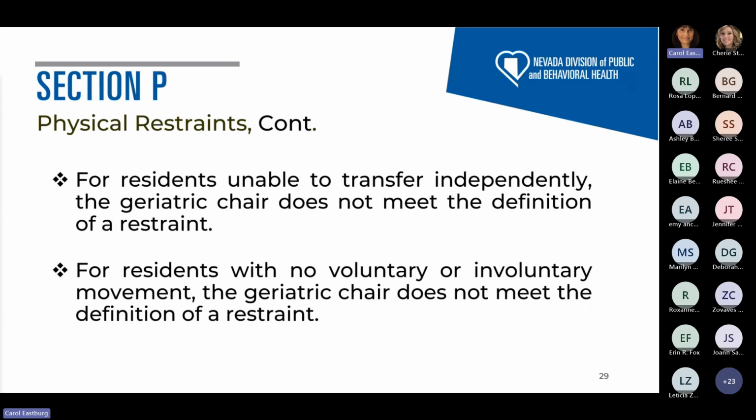Page P7 points out the difference regarding the use of geri-chairs and residents who can transfer independently versus those who are immobile. Regarding both items, bed rails and geri-chairs, what may be considered a restraint for one resident may not necessarily be a restraint for another resident.